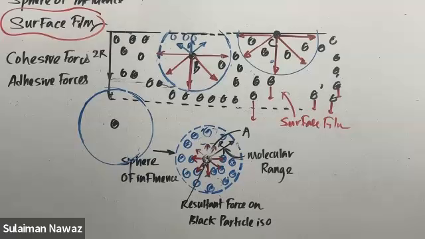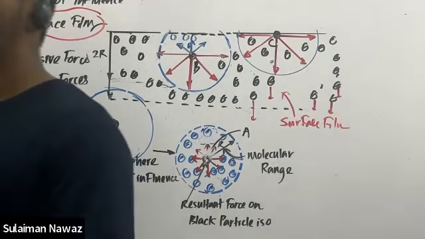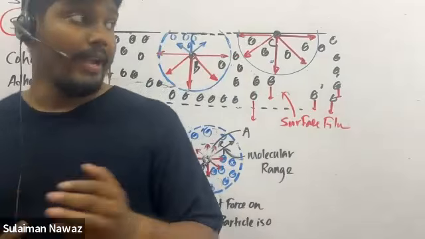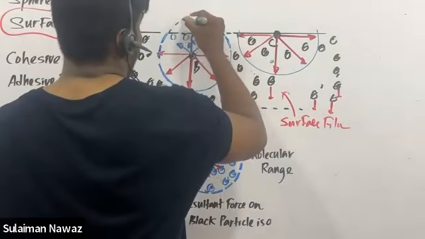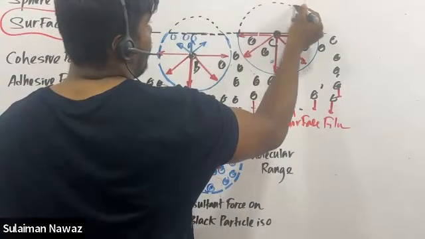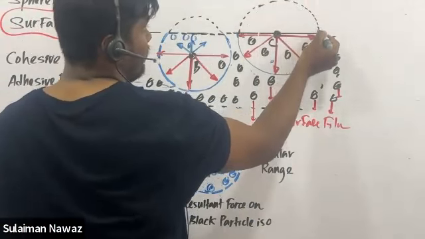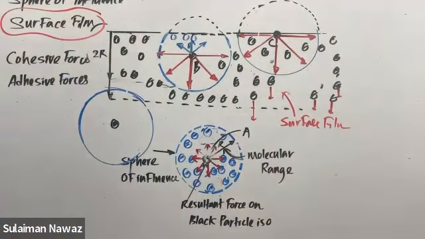On the liquid surface, only the portion of the sphere of influence is in the liquid, while the upper portion is in the air. This is the upper portion.